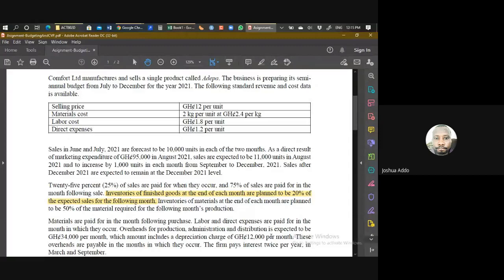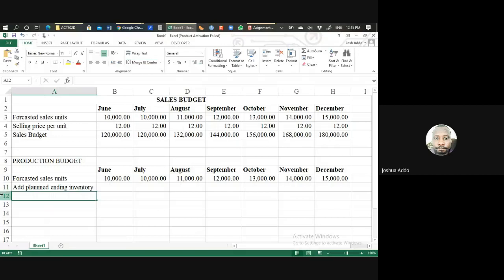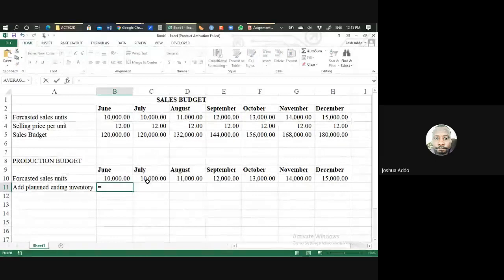Inventory of finished goods at the end of each month are planned to be 20% of the expected sales for the following month. So this is the meaning, this is English. So the planned ending inventory for June will be 20% of the forecasted sales for July. So here is equal to this times 20%. Yeah, this is what it means. Yes. And when I drag, the formula will complete the rest for me. Okay. And now let's see something.